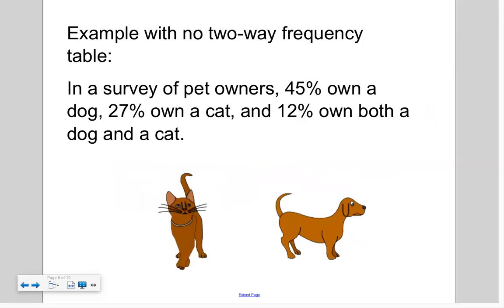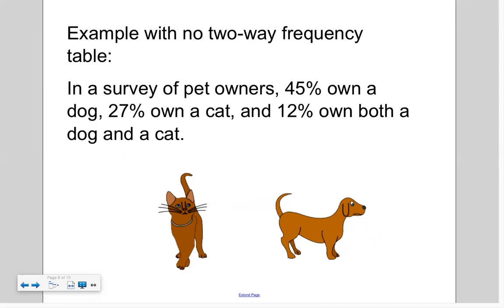So no two-way frequency table here. This one's just the percentages. In a survey of pet owners, 45% own a dog, 27% own a cat, and 12% own both a dog and a cat. We did the work for you. We figured out what both of these things together are. When they both happen, it'd be 12% of the time that you own both a dog and a cat.